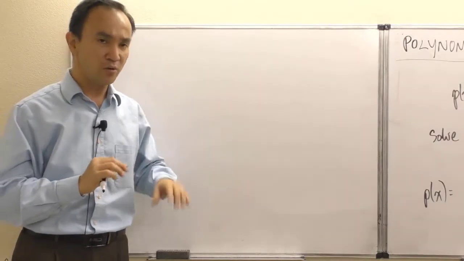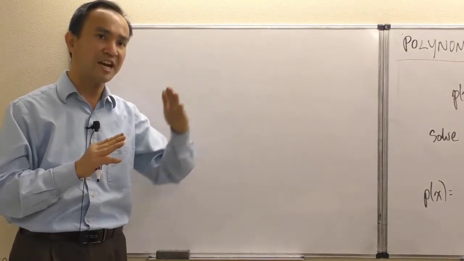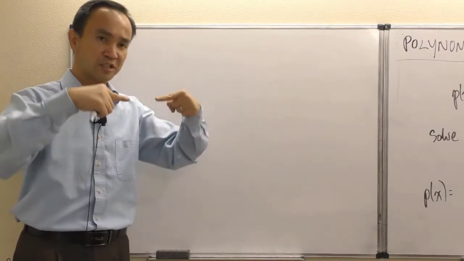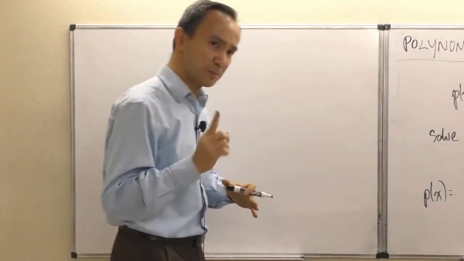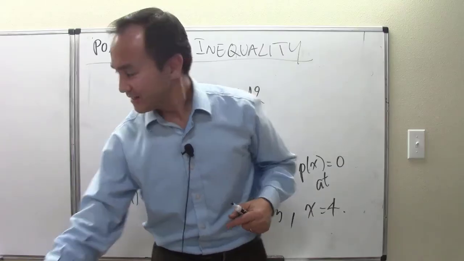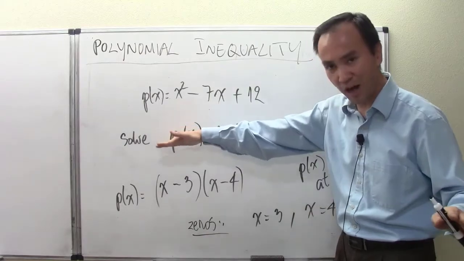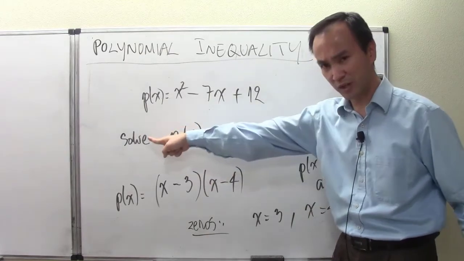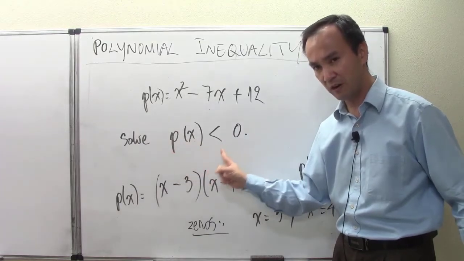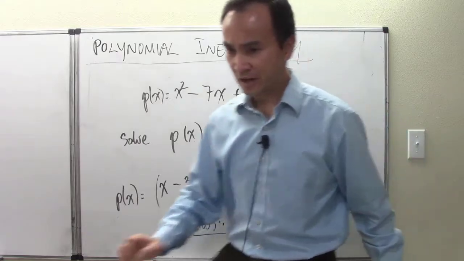Okay, so in that way we want to use the zeros, and from where we have the zeros we're going to detect the intervals where the graph stays completely below or stays completely above. So here we're specifically looking for below, because that's what the problem initially wants. The problem wants us to find the x values where our polynomial stays strictly below the x-axis.